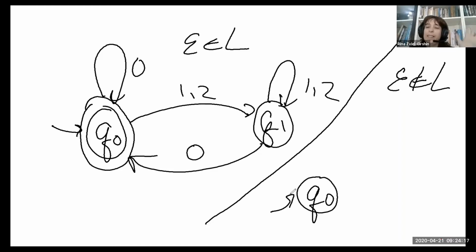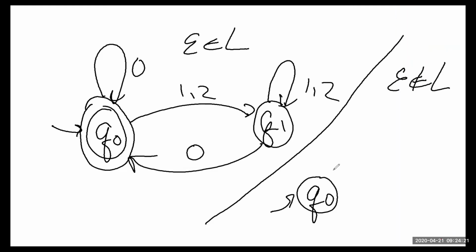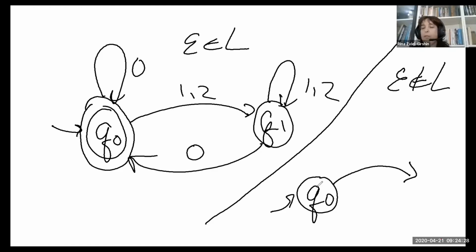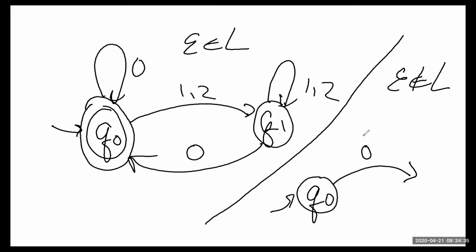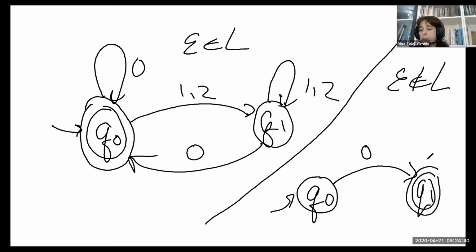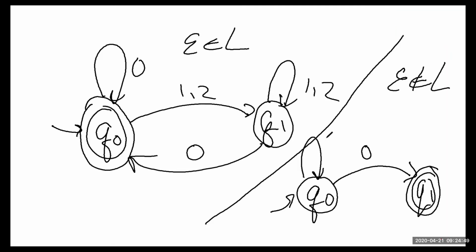Q0 is definitely not an accepting state anymore. You can switch Q1 and Q0 in place and just switch arrows. Okay. So in Q0, if I get 0, what do I do? You go to Q1 and accept it. Q1 is an accepting state. If in Q0 I get 1 or 2, you stay in Q0. I stay in Q0.